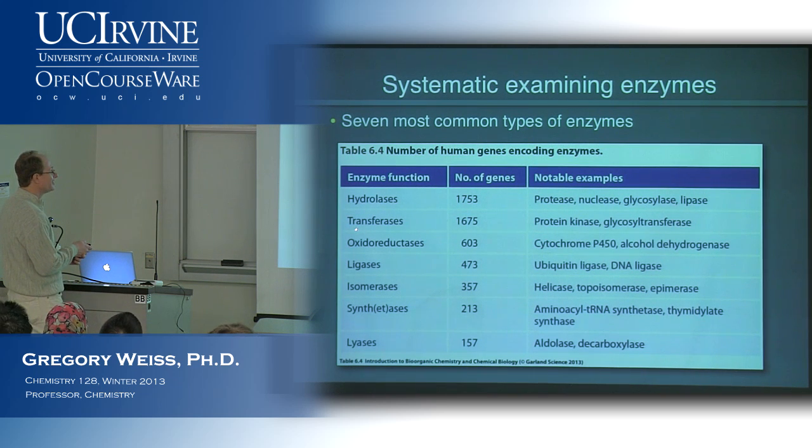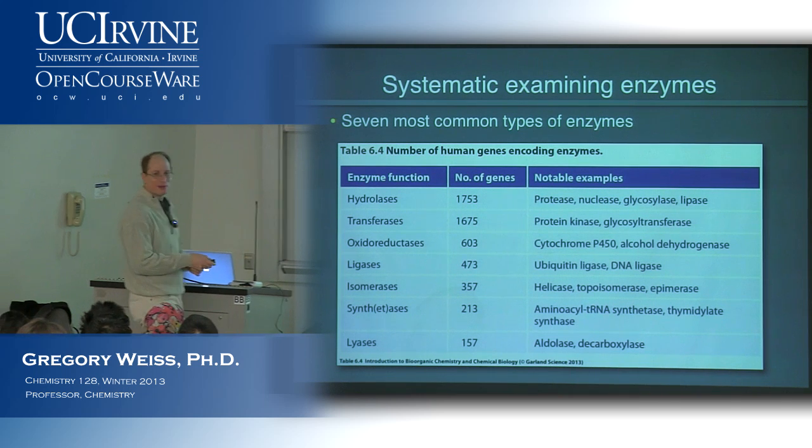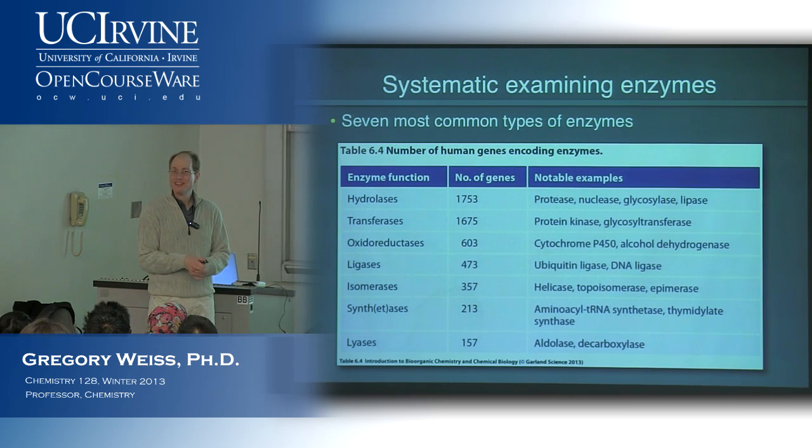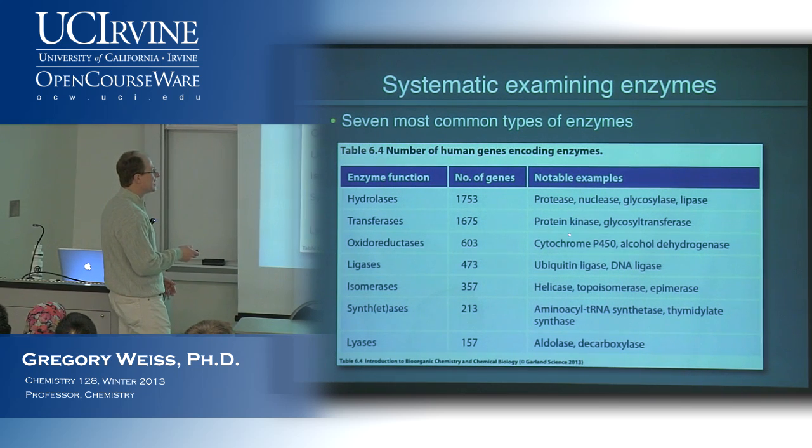Transferases, next most common, second position. These are examples of enzymes that transfer functionality from one spot to another. And we're going to look in detail at an example of a protein kinase today. And then later in the class, we'll look at a glycosyl transferase.